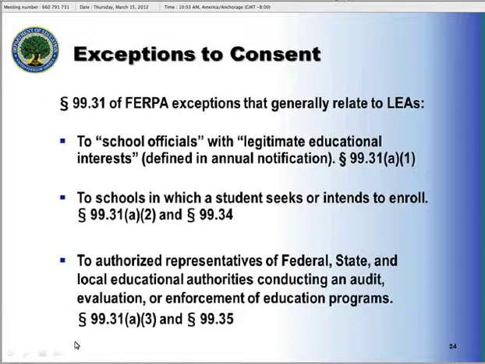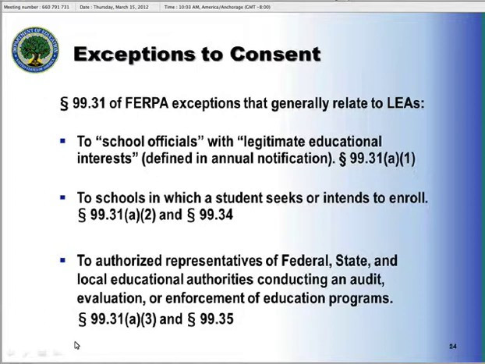Next, we list authorized representatives of state and local educational authorities. Let's talk about this for a minute. This is the exception under which LEAs typically disclose PII from students' education records to their SEA or to the U.S. Department of Education.